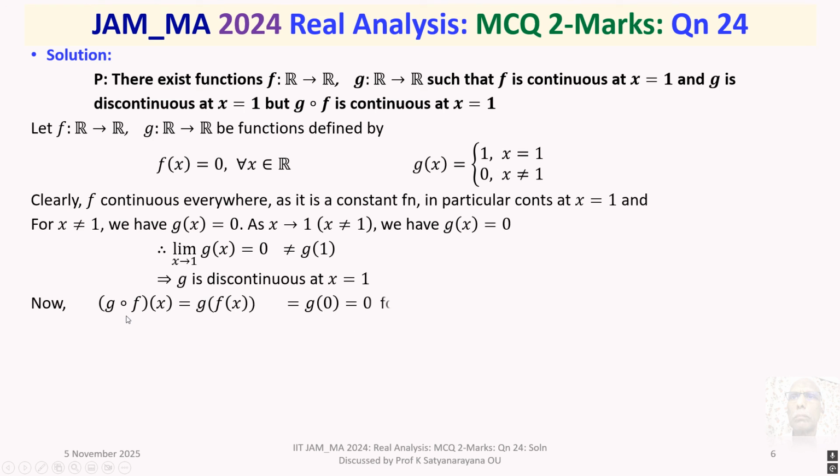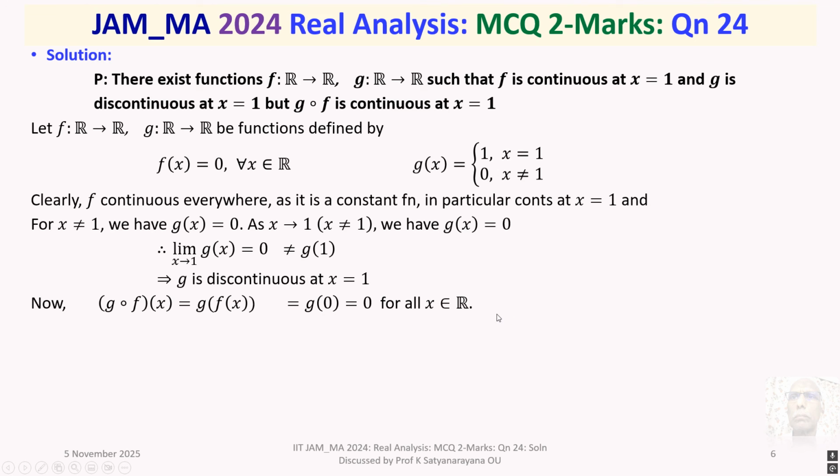Now, let's see what is G compose f. G compose f of x is equal to G of f of x. But f of x is a constant function which sends every element of R to 0. So, G of 0 is equal to 0, because 0 is not equal to 1. G of 0 is 0.